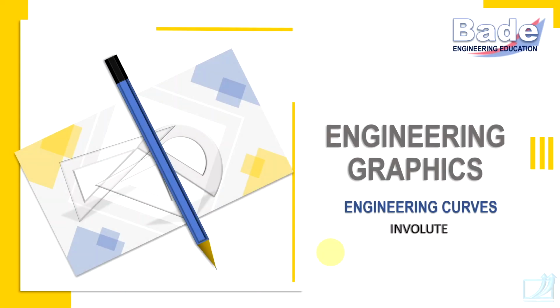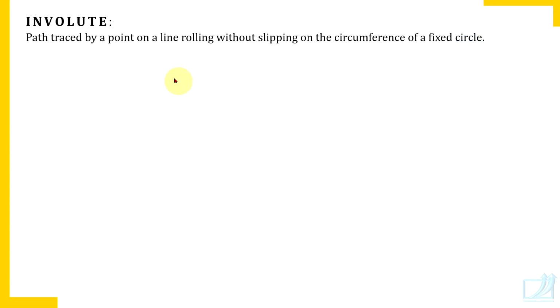Hello, in this video we'll study how to construct an involute. What exactly is an involute? It is the path traced by a point on a line rolling without slipping on the circumference of a fixed circle. If you remember in an earlier video on curves, we studied construction of a cycloid.